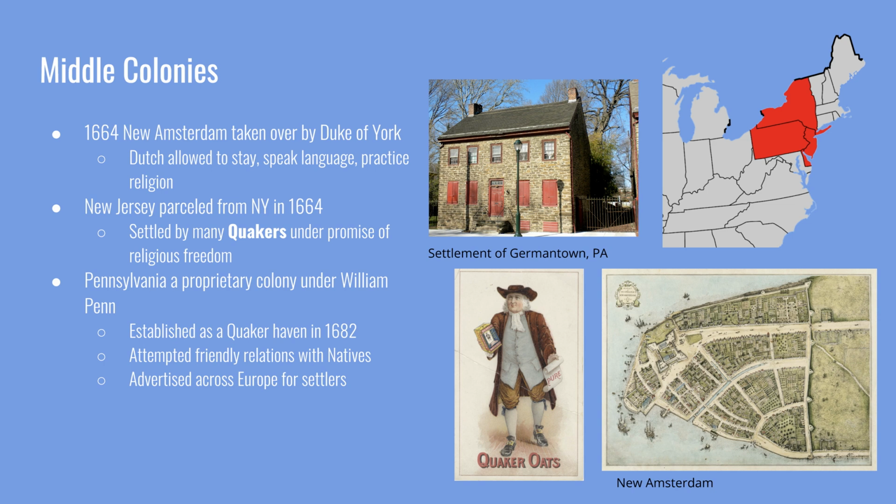there are going to be people that move to Pennsylvania that don't share the same pacifist Quaker views and philosophies on how natives and white settlers should interact. So they're going to end up having some contentious interactions later on in the 1700s.